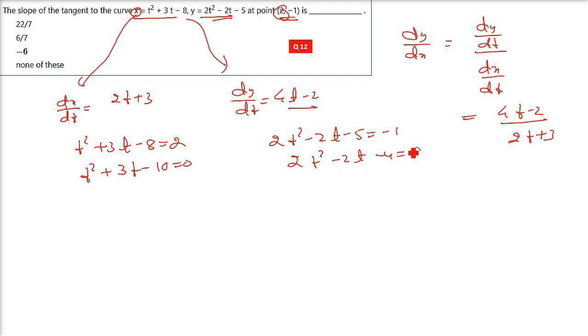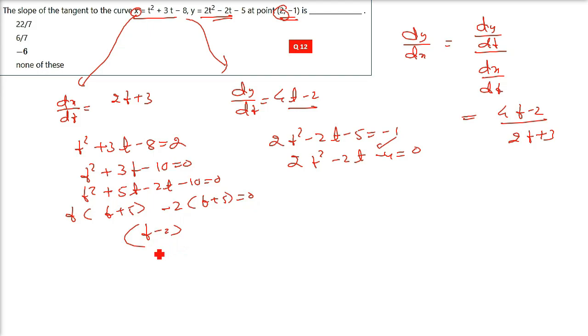So this I am going to solve for you. So we have this 10 is there. So 5 into 2 is a 10. t square plus 5t minus 2t minus 10 equals to 0. You can take t common, t plus 5. Minus 2 you can take common, t plus 5 again. So we have t minus 2 into t plus 5. So you will get t equals to 2 and t equals to negative 5.